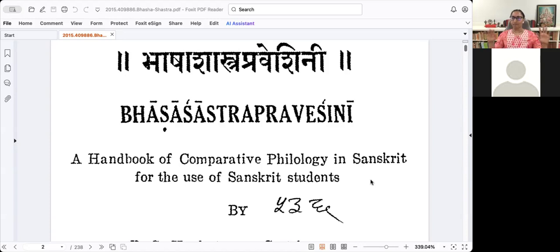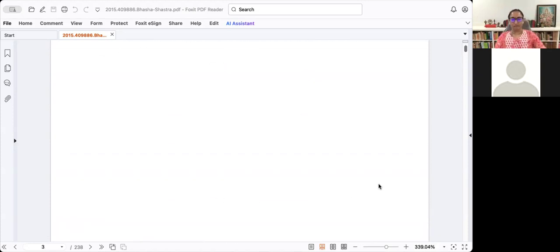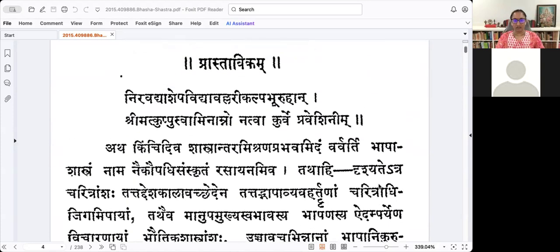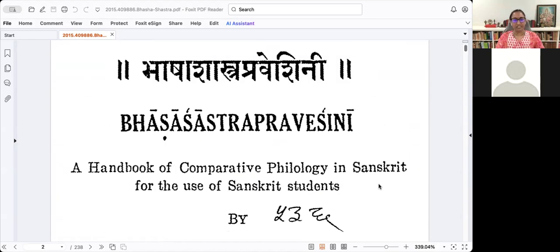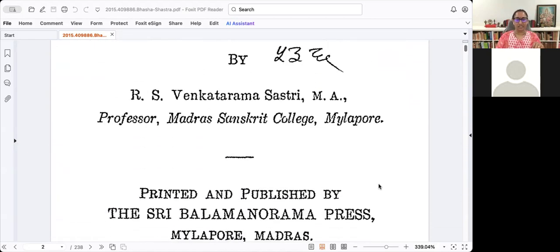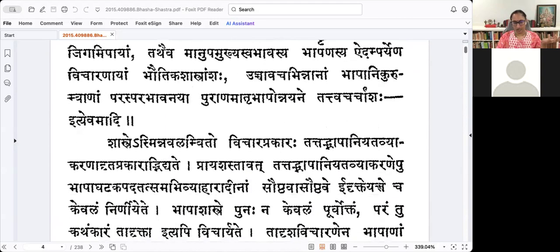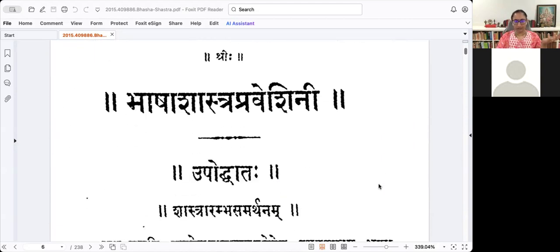When we say Tamil and Telugu share a lot of words, or Sanskrit and Telugu share a lot of words, that is just a comparative study. So you can think of it as the first step into understanding language and how language is on a global level. This is the first step towards linguistics. This work, Bhasha-shastra-praveshini, has been written in Sanskrit by Venkatrama Shastri. So we'll start with the introduction here.